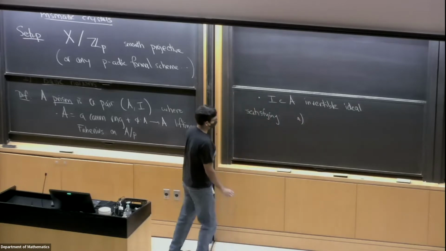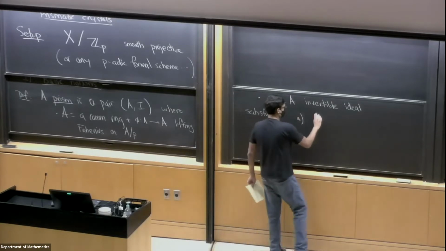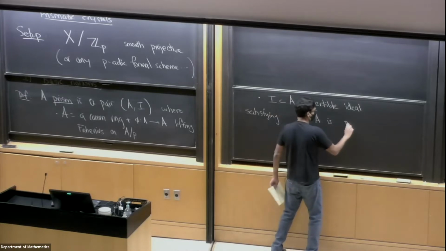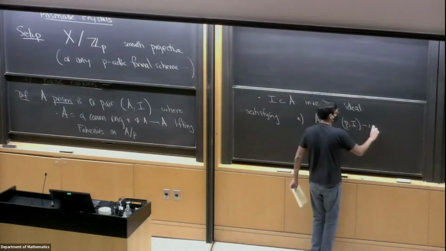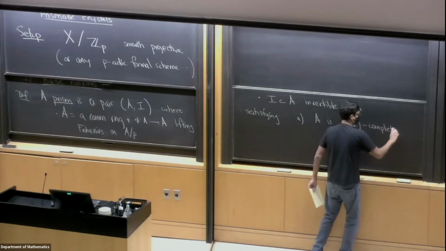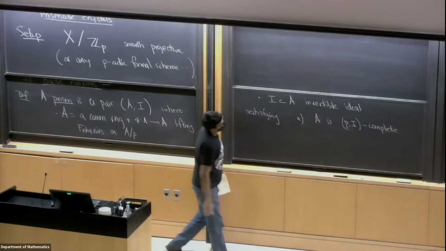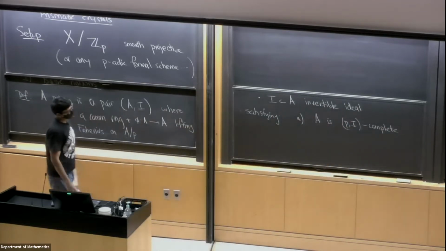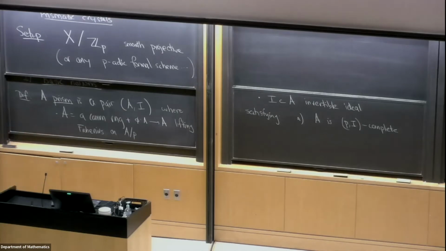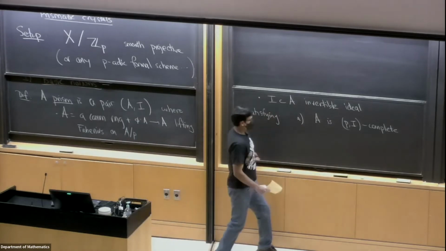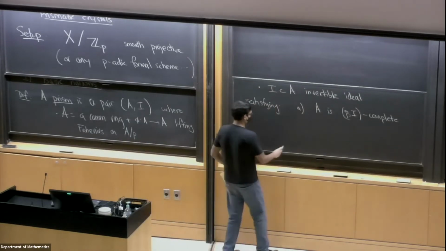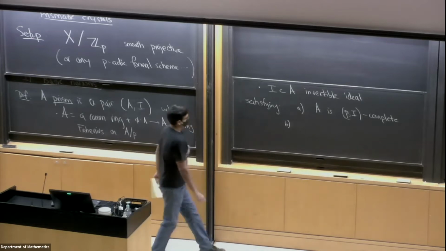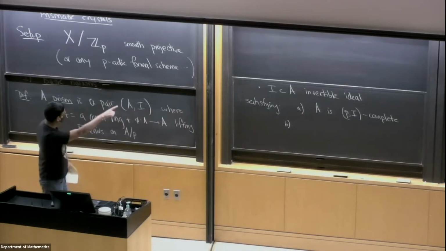So the first condition is the mild completeness condition, which is that A is (p, I)-complete, which means you're allowed to make sense of formal power series if the entries of the formal power series, so the variables, are taken to be elements of bigger and bigger powers of this ideal. And the more important condition is the prismatic condition, which is about the interaction between I and phi.